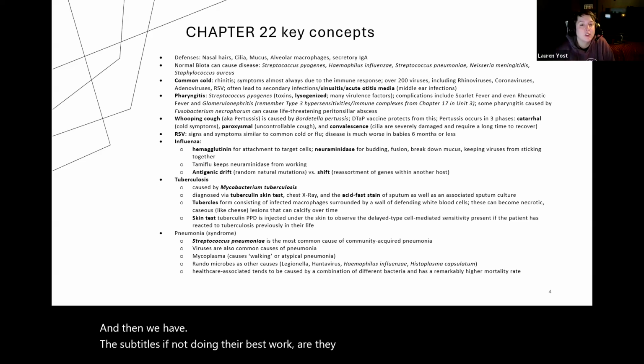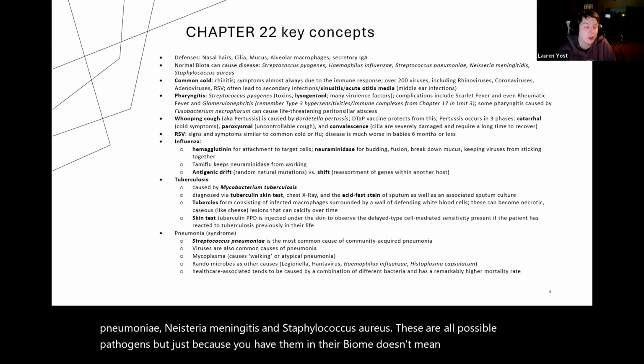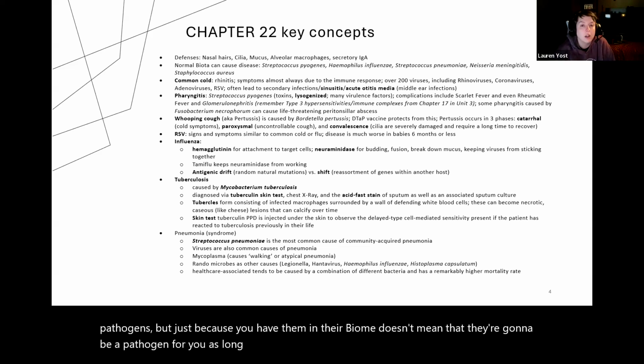Haemophilus influenzae, Streptococcus pneumoniae, Neisseria meningitidis, and Staphylococcus aureus. These are all possible pathogens, but just because you have them in your biome doesn't mean that they're going to be a pathogen for you. As long as they're in low numbers and as long as they're in the areas that they belong in, then they aren't going to be causing pathogenesis.